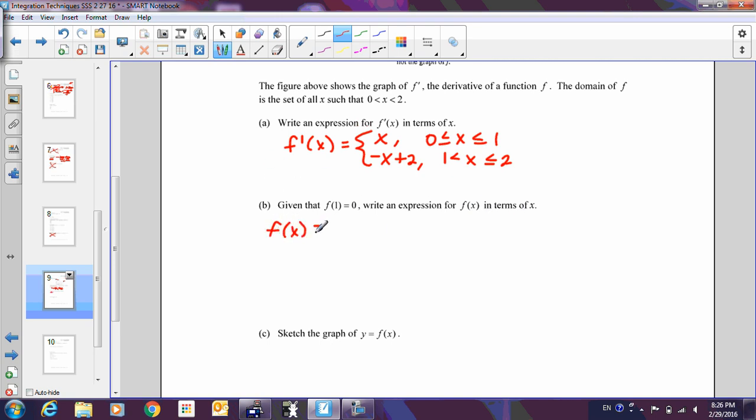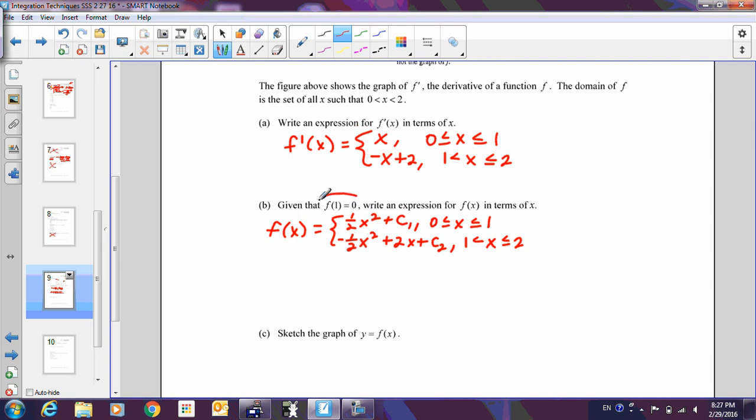Okay, so let's think about what this would equal. What is the integral of x? It's 1/2 x squared plus c. Don't forget that. We're going to have to find this c in just a minute, and that could be c sub 1. And down here I'm going to have negative 1/2 x squared plus 2x plus c sub 2. We don't know that those c's are the same. Probably they're not.